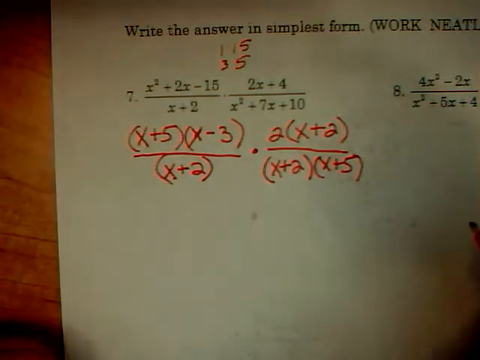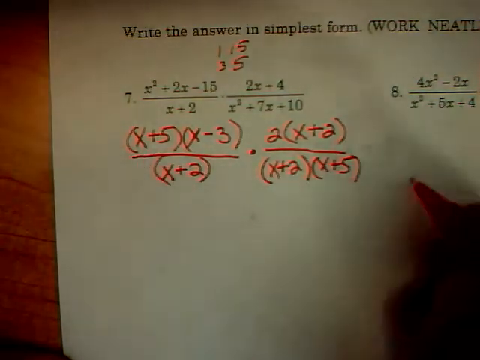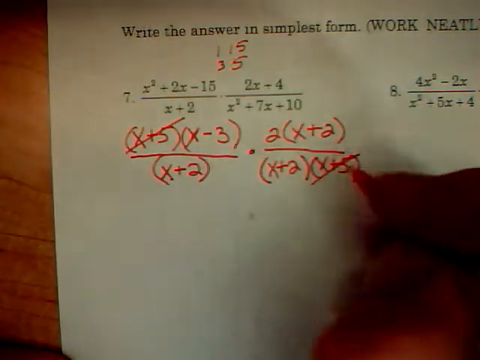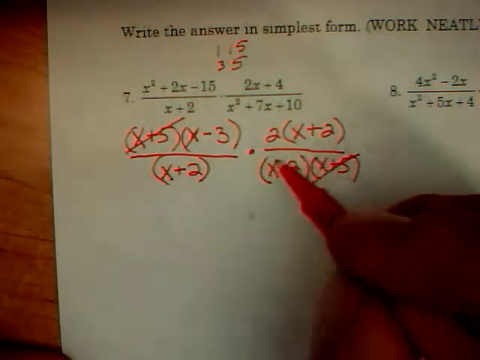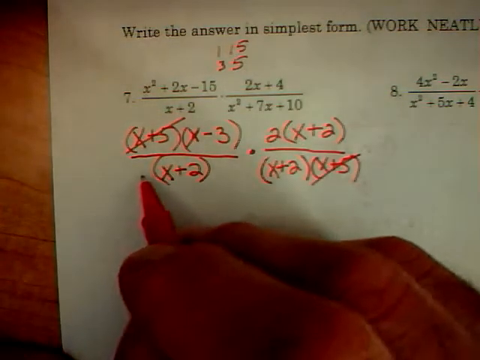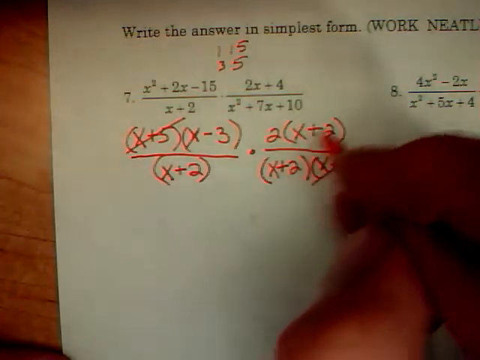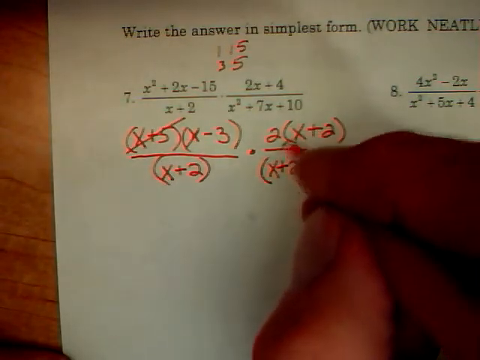So now we can go ahead and start canceling. Is there an x plus 5 on the bottom? There is. Is there an x minus 3 on the bottom? There does not appear to be. Is there just a 2 or a factor of 2 on the bottom? There's not. And then is there an x plus 2 on the bottom?